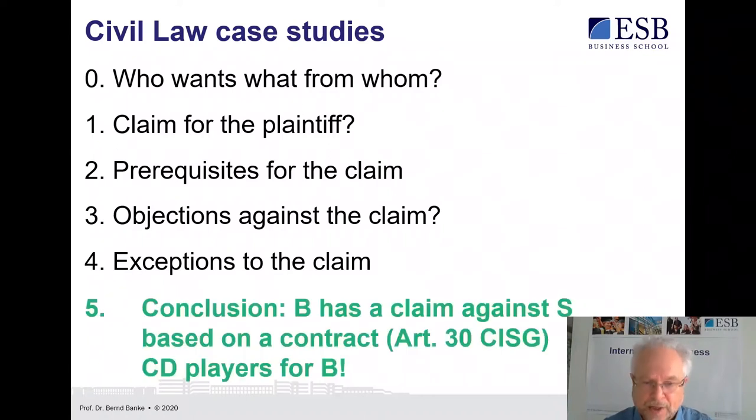So the conclusion is: B, the buyer, has a claim against S, the seller, based on a contract, which is described in Article 30 of the CISG, and the seller has to deliver the CD players. If he doesn't do so, we can enforce that, or if all the CD players are gone worldwide, then most likely the buyer will get damages. But that has to be checked in another civil law case study with the same methodology, and we would have to find out which laws are applicable, and whether the substantive law system really gives the buyer a claim for damages then.